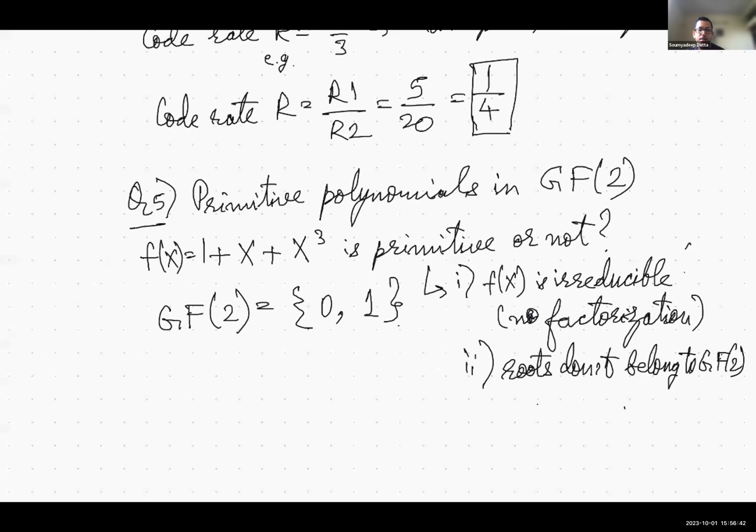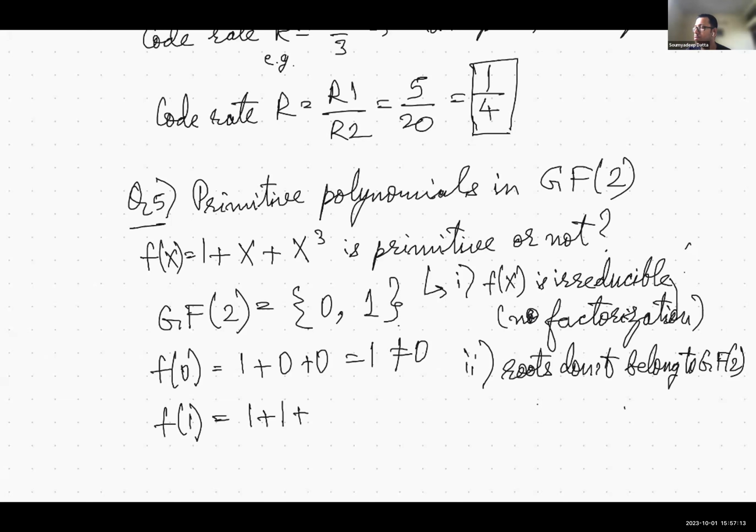The second thing is easily checked. In Galois field 2, we have two numbers, 0 and 1. So let us find out f of 0. F of 0 is 1 plus 0 plus 0, which is 1. So this is not equal to 0, so 0 is not a root. Let's find out f of 1. It is 1 plus 1 plus x cube, so 1 cube is again 1. So 1 plus 1 plus 1 is, in binary arithmetic, 1 again. So this is again not equal to 0, which means that 0 and 1 are both not roots.